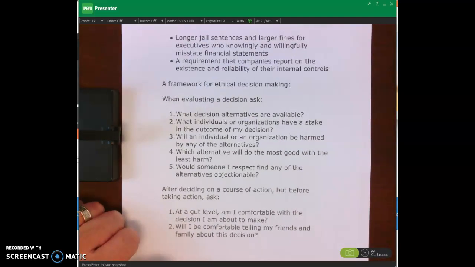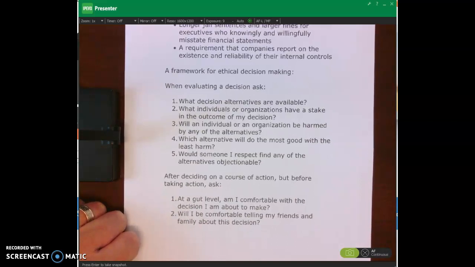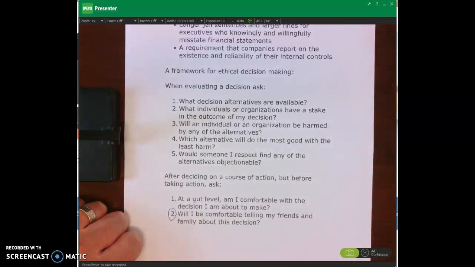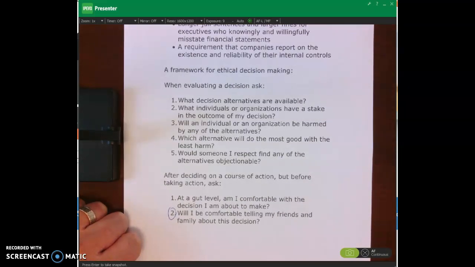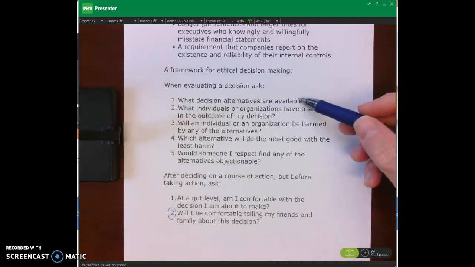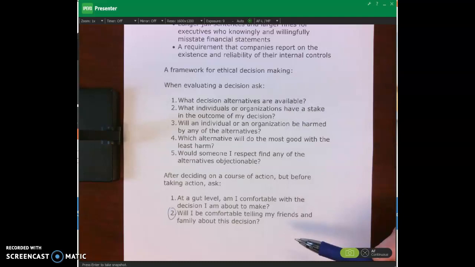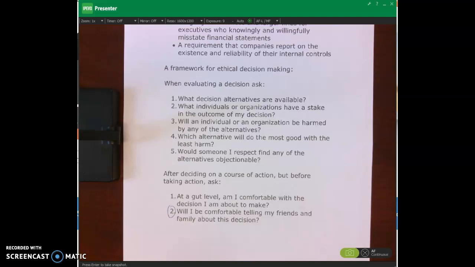So when we talk about a framework for ethical decision making, I think one of the ones that I really focus on is this. Would I be comfortable telling my mom or my dad about the decision that I made? If I'm not comfortable, then it's probably not something that I should do. Okay? But there's some other questions here that I'm not going to read out loud, but you can think about when you're making some type of decision and you want to consider the ethical implications of that decision. But the one that I really focus on is that one.